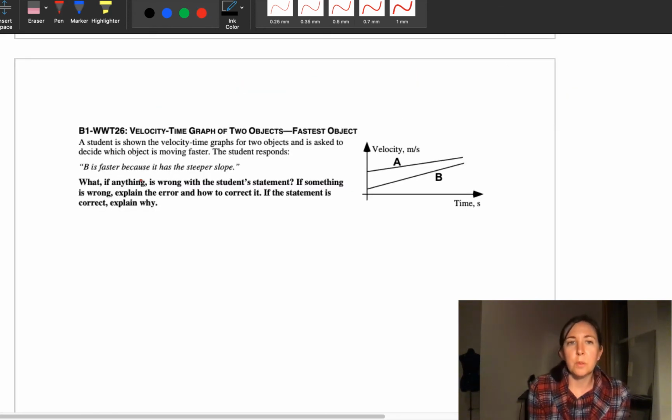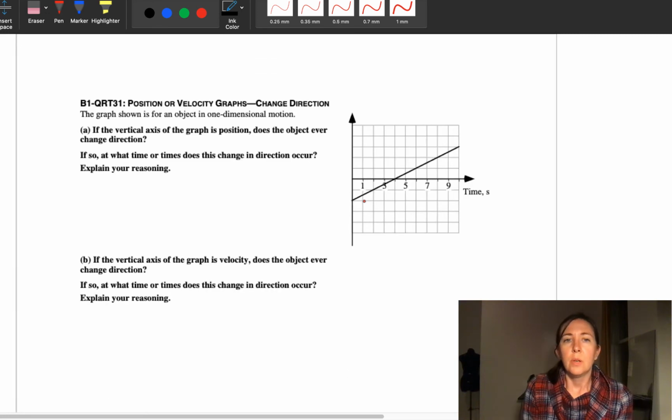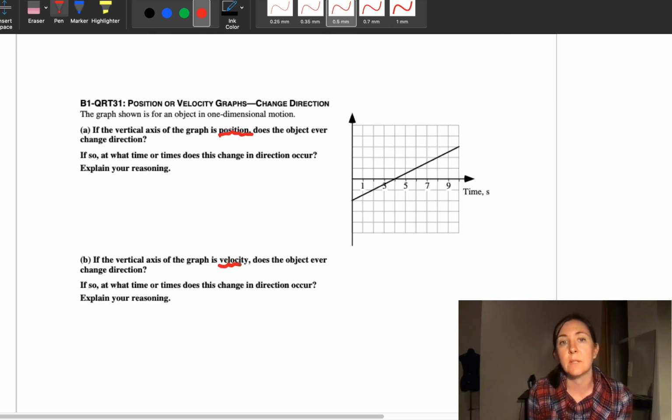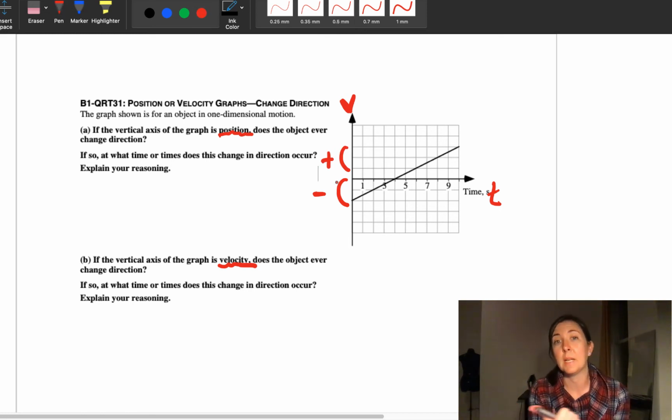You shouldn't have too much trouble with this one. Just remember this is now a velocity versus time graph instead of a position versus time graph. How do we know whether an object is changing directions? Position versus time versus velocity versus time. So this one's asking about a position, and this one's asking about a velocity. If this is a velocity versus time graph, these velocities down here are negative, and these are positive. So positive things move in the positive direction, and negative things move in the negative direction.